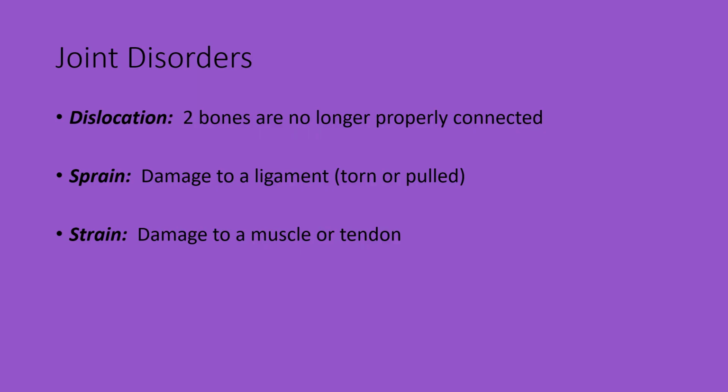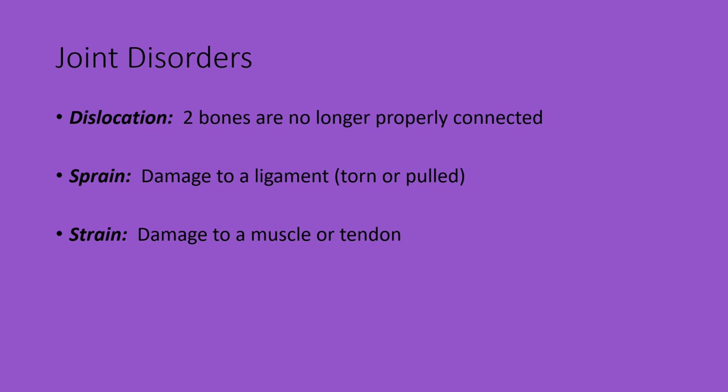There are several different types of joint disorders. Dislocation is where the two bones are no longer properly aligned. You need to realign them for proper healing. Sprain is damage to a ligament. It's either torn or pulled. Strain is where you've done damage to the muscle or the tendon.